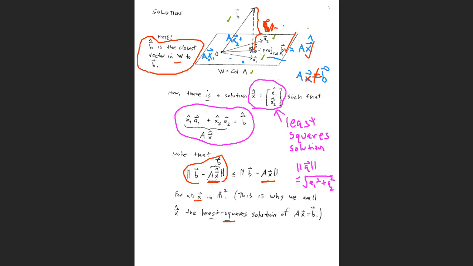Let's see, Mikhail says, yes, A times x hat is the closest vector to the vector b compared to any other vector x. That's exactly right. And what we want to do now is find that least squares solution. So one moment, let me bring up the book, the ebook. Yes, the vector x is arbitrary.